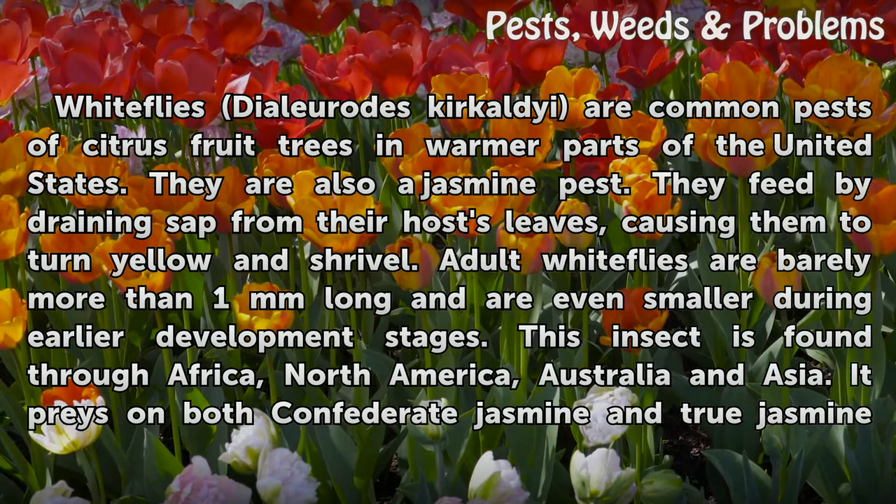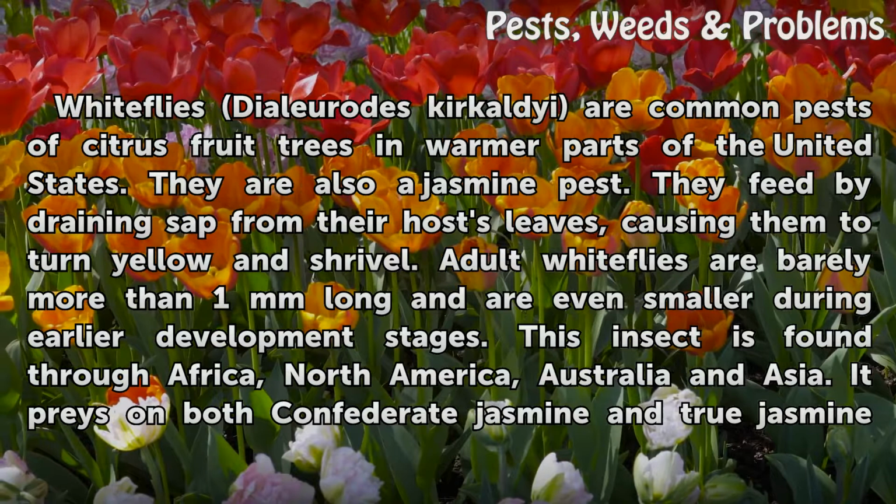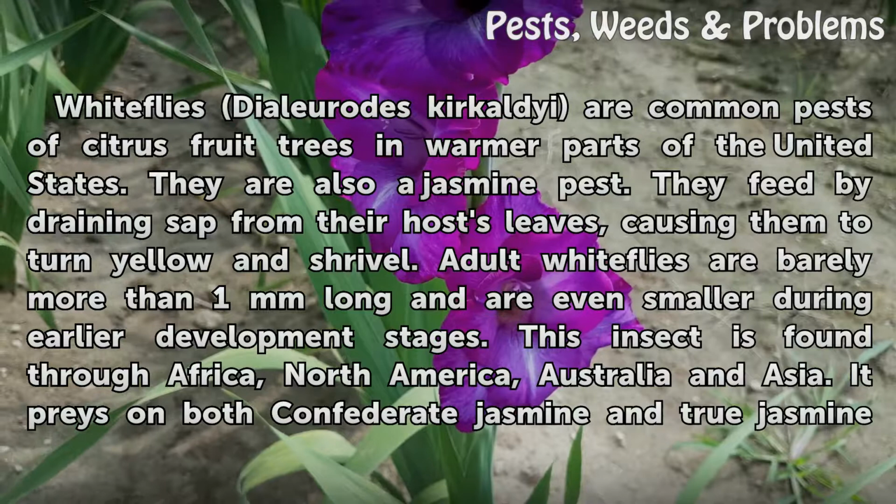Adult whiteflies are barely more than 1 millimeter long and are even smaller during earlier development stages. This insect is found throughout Africa, North America, Australia, and Asia. It preys on both Confederate jasmine and true jasmine species.